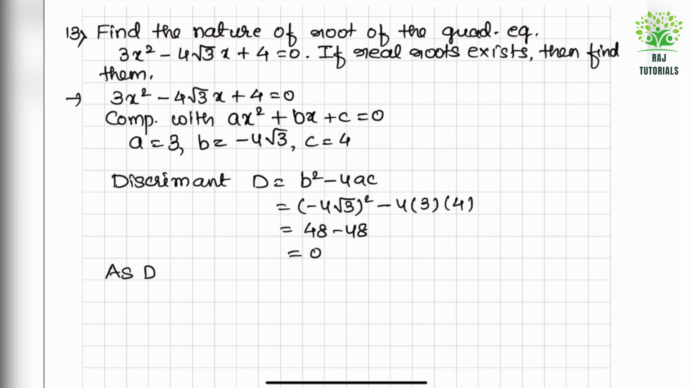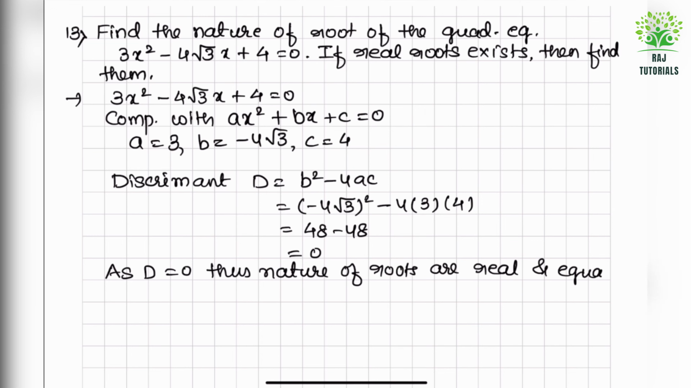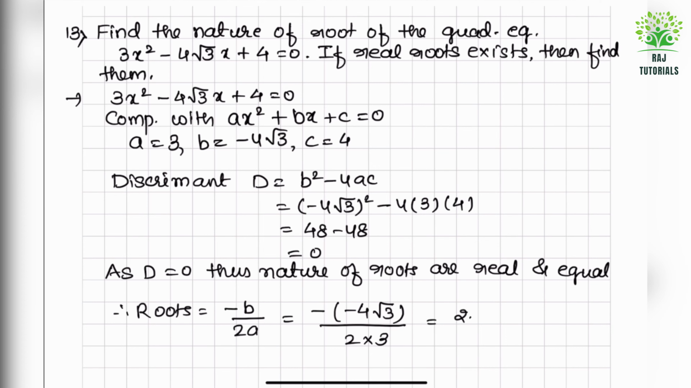As D equals 0, the nature of roots are real and equal. Therefore, the roots will be minus b by 2a. That is minus of minus 4 root 3 upon 2 into 3. So that will be 2 root 3 by 3.